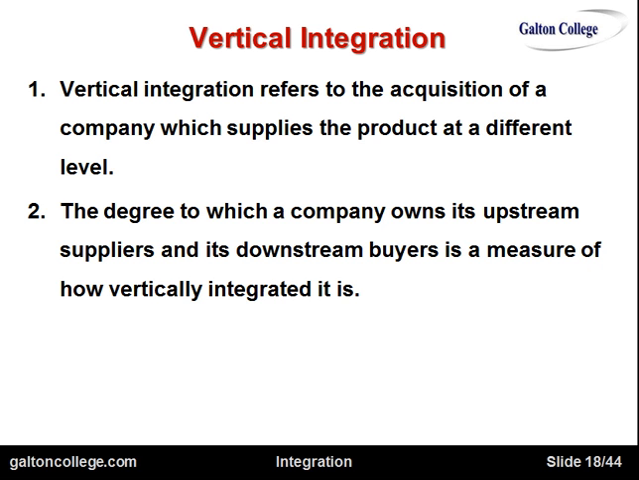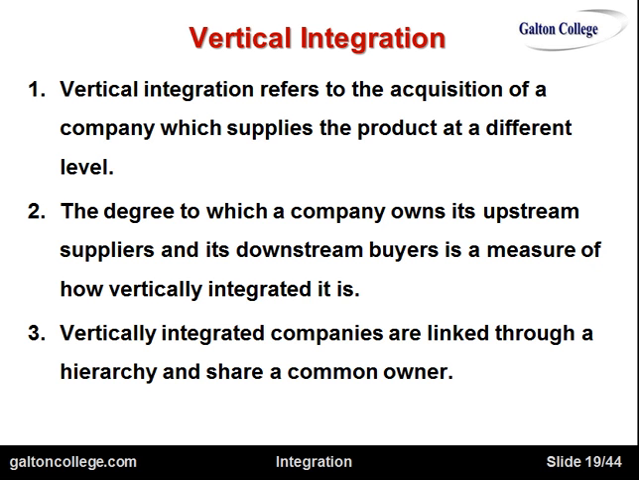And I'll give you a little definition of this in a second, and we'll talk about it again in a second. Vertically integrated companies are linked through a hierarchy and share a common owner. So vertically integrated companies are linked through the hierarchy. You may see it as a business which is in a sense doing everything. It's gathering the raw materials, it's manufacturing, and it's selling.